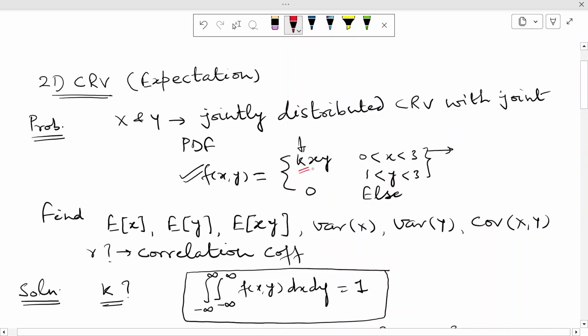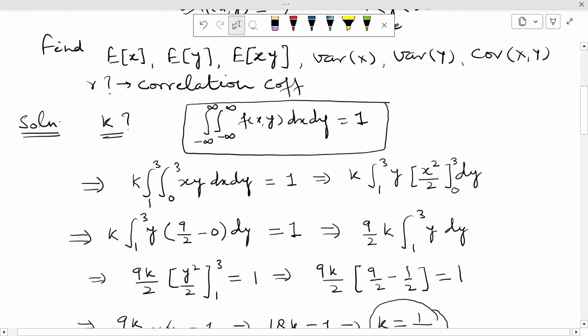This constant is involved here. So we use the property of joint PDF, which means that when we integrate this joint PDF, the double integral of this joint PDF should be 1. So this is the property.